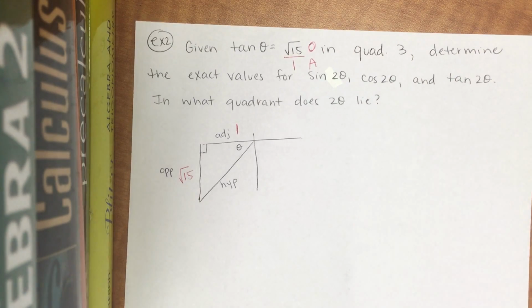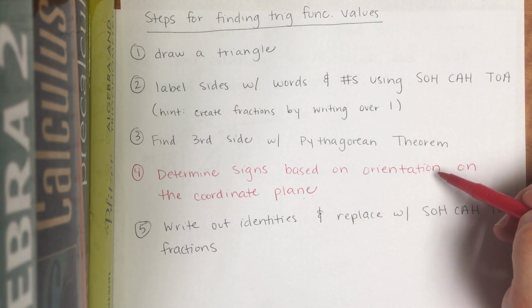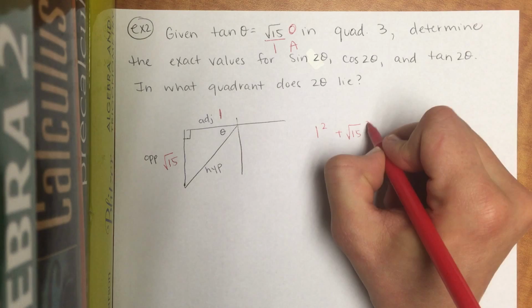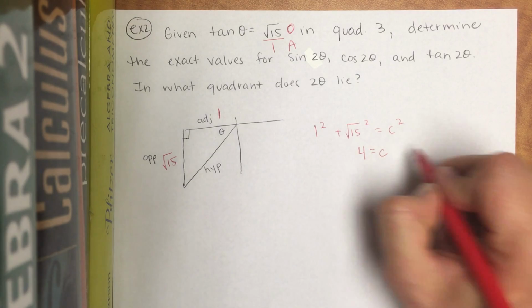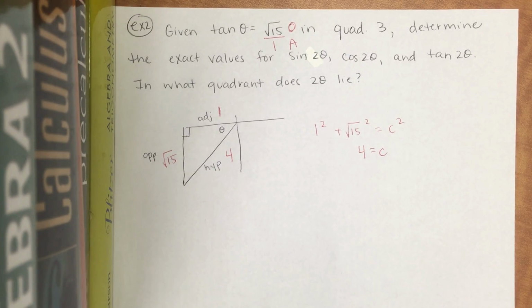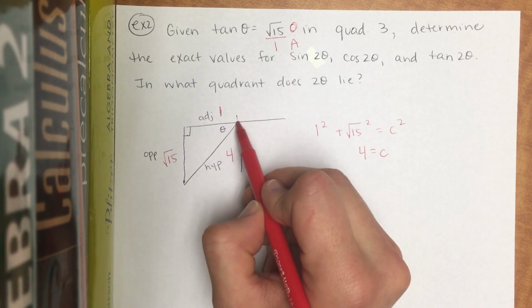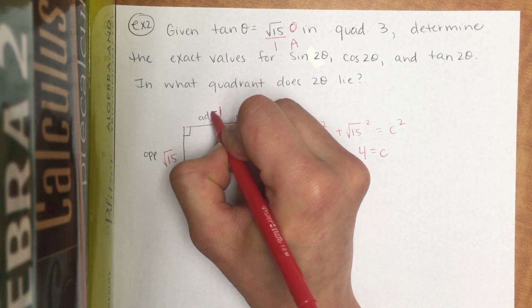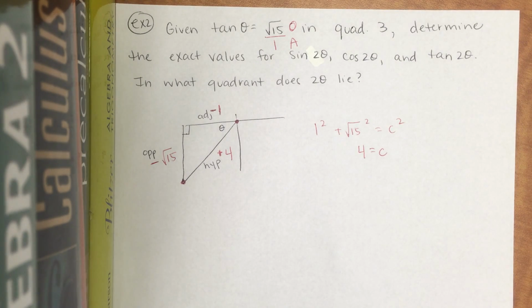Step 3, find your third side using the Pythagorean theorem, and then we'll deal with plus and minus signs. Okay, so Pythagorean theorem, 1 squared plus square root 15 squared equals c squared, remember c has to be your hypotenuse. You should be able to figure out that the hypotenuse is 4. Let's determine our plus or minus signs, and then we'll get to our identities. So from the origin here, I have to go backwards and down to get to the tip of my triangle. Backwards is a negative direction, down is a negative direction, and the hypotenuse is always positive.